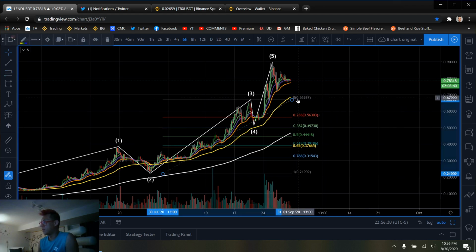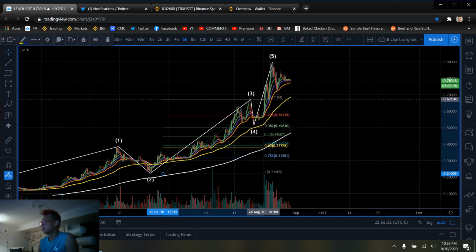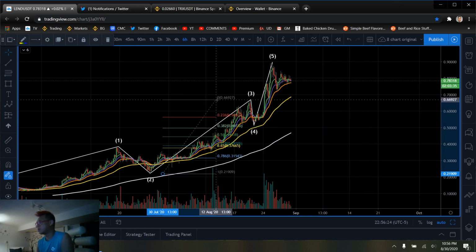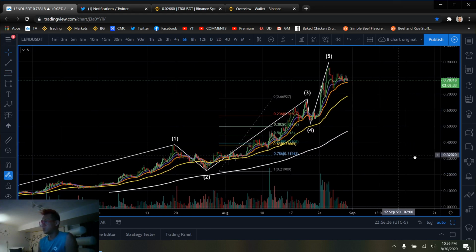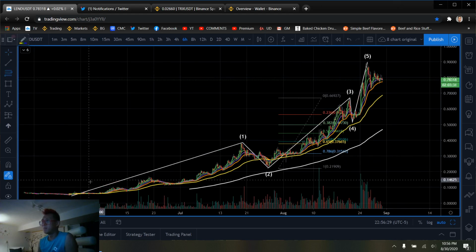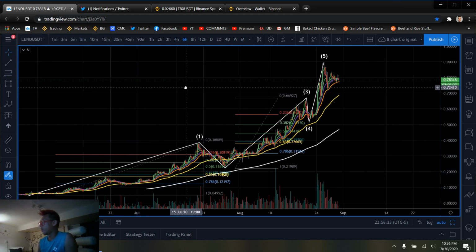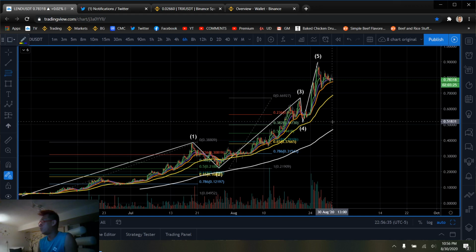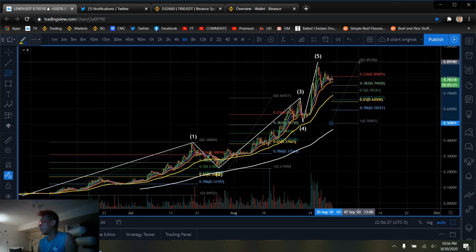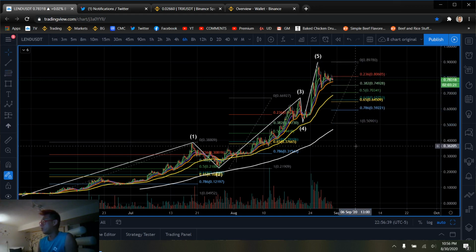And then a lot of people make this mistake. Notice that I'm just going to keep it like that, so you guys have an idea of where the retracement structures are. A lot of people make this mistake: they take the retracement just for wave 5. Do you guys get the mistake right here?